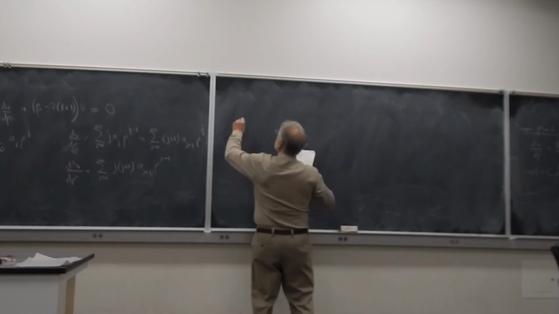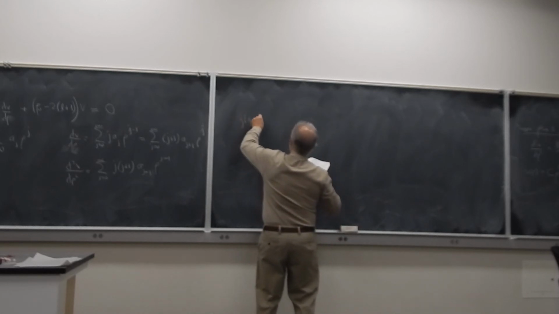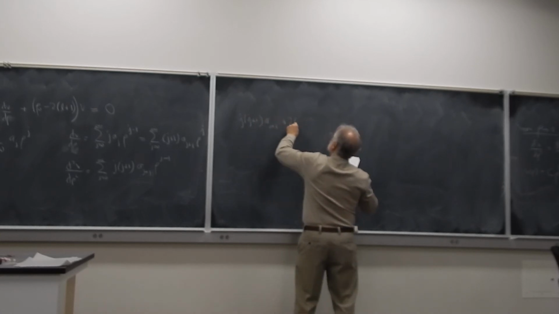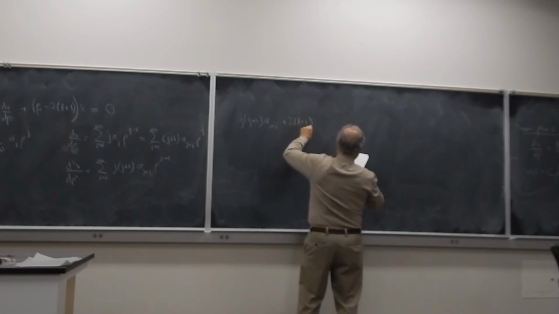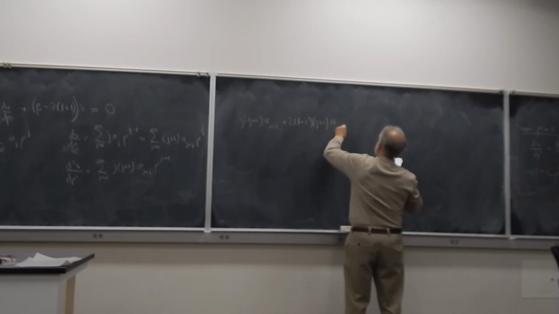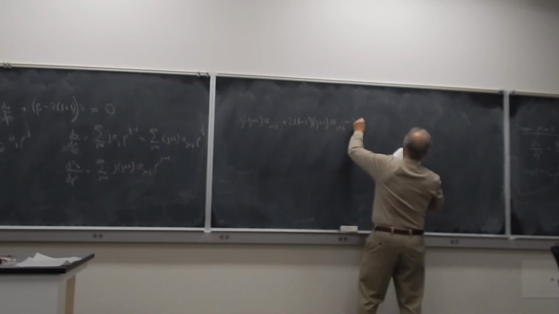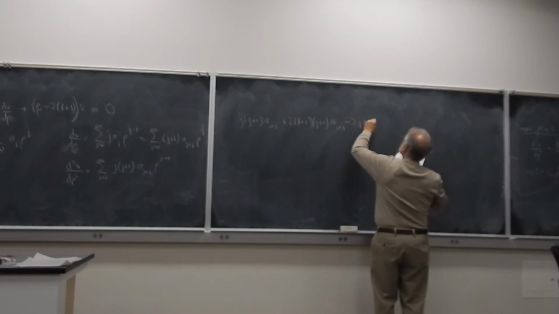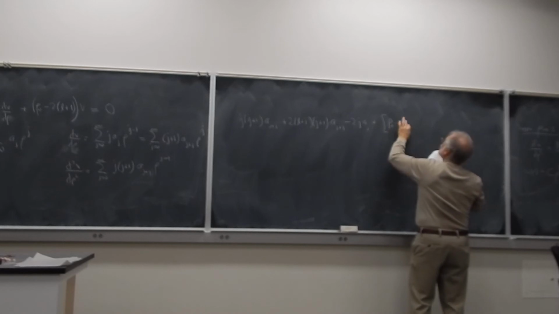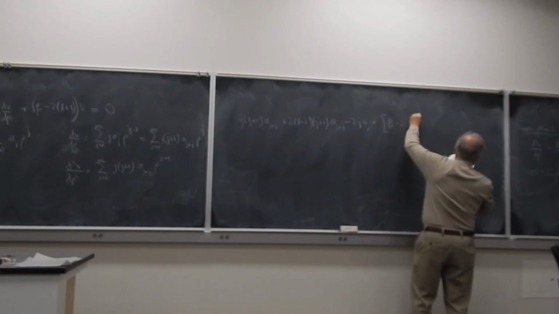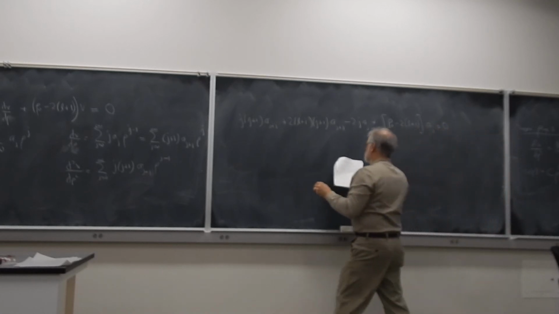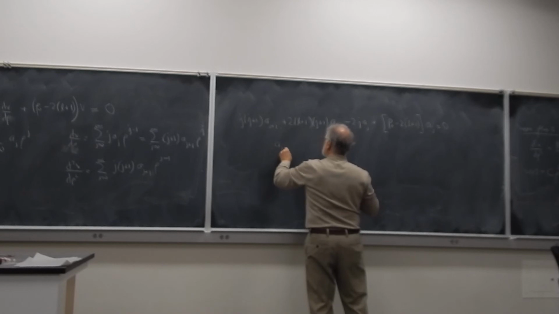And if I do that, I'm going to get j times j plus 1, a sub j plus 1, plus 2 L plus 1, j plus 1 A sub j plus 1 minus 2j A sub j plus rho naught minus 2 times L plus 1 A sub j equals 0. This yields a recursion formula, so I can get all subsequent terms of the series.